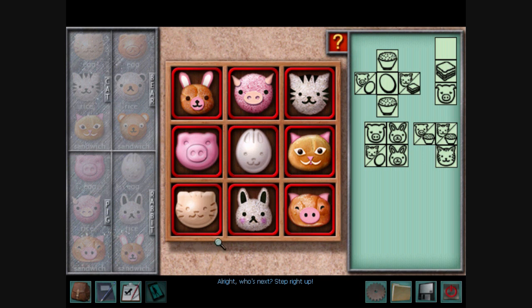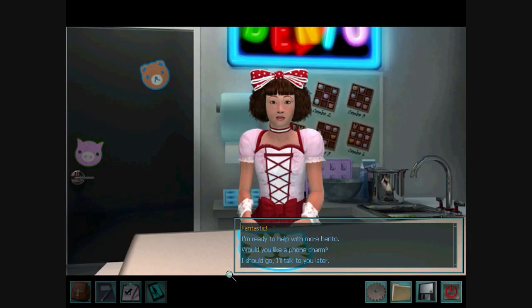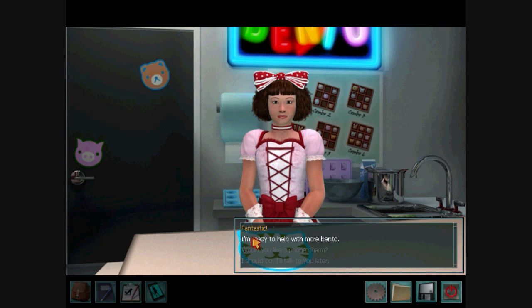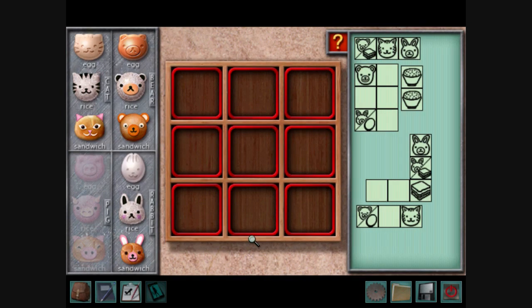All right, who's next? Step right up. Fantastic. I'm ready to help with more bento. Okay, I'm getting kind of sick of solving bento puzzles by now. Wait a minute, this puzzle looks oddly familiar.